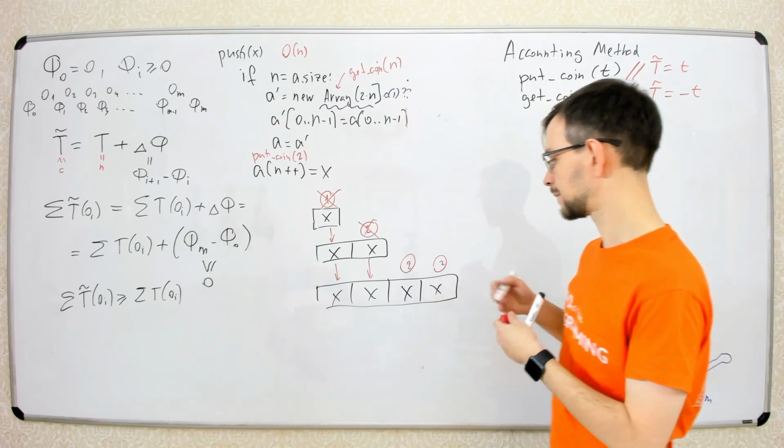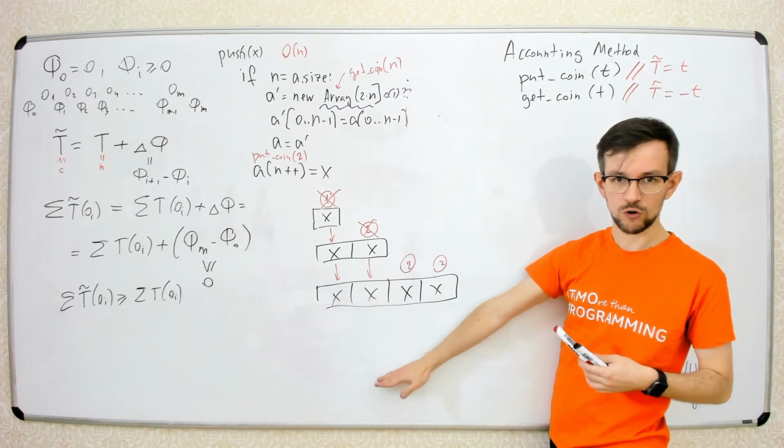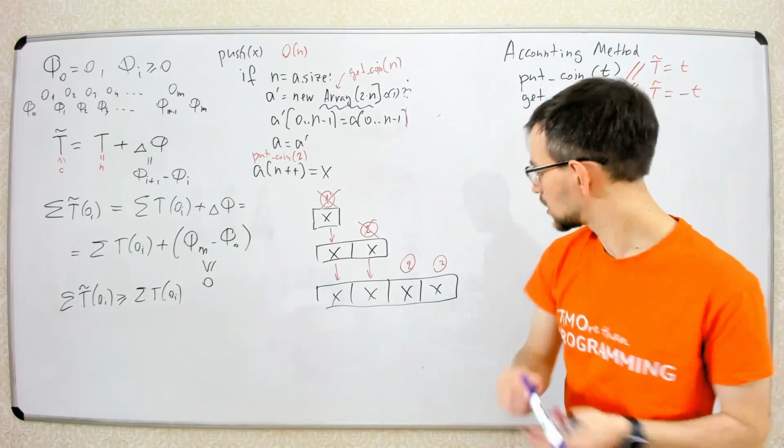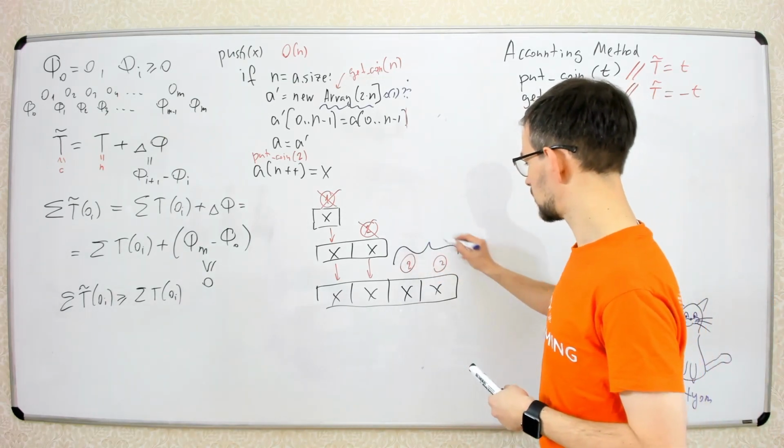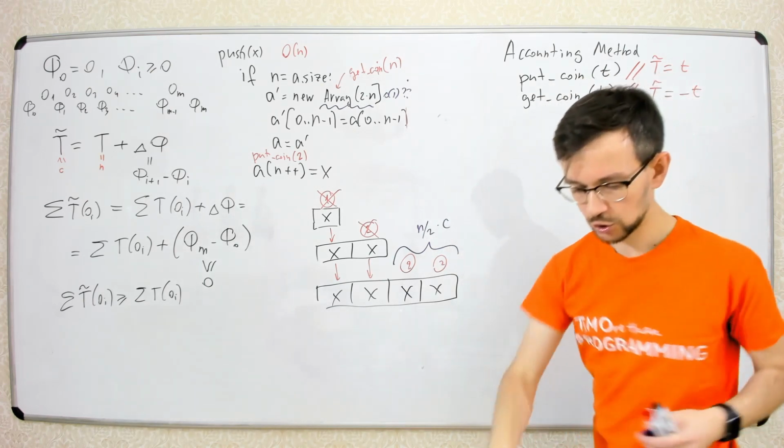Now each time we add new elements to the stack, we add these coins on top of each element. And now when we need to copy this array to the new array, we've reserved n over 2 coins of size 2.